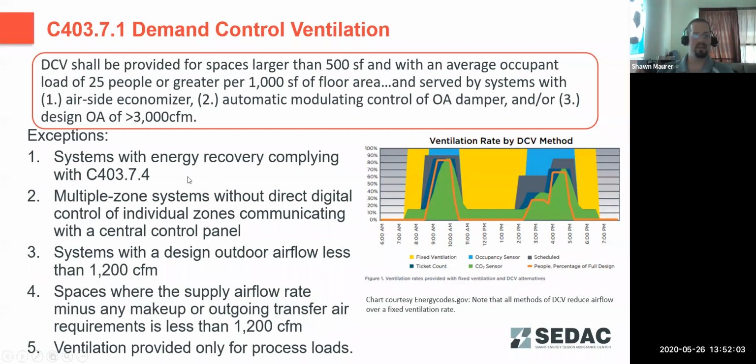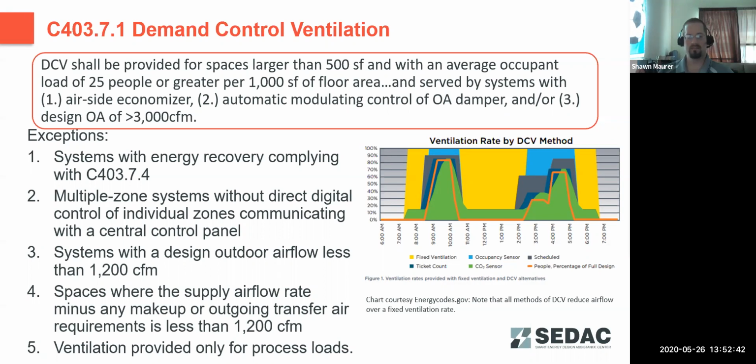Places where you do not need to have demand control ventilation: if you've got full energy recovery complying with the energy recovery section of the code, then you do not need demand control ventilation because you're going to be recovering most of that energy that you would be exhausting out anyway. If you've got multi-zone systems that do not have a centrally controlled control system, so if you've got electronic thermostats and controls in the building, but they're controlled space by space and don't communicate to a central control panel, then you do not need to have demand control ventilation in that instance. The main concern there is air balancing between spaces and making sure that you're not creating pressure problems.